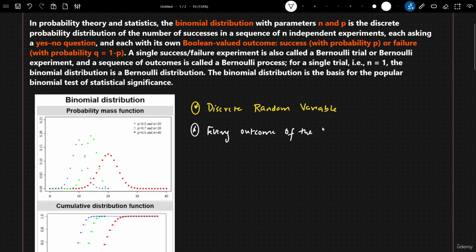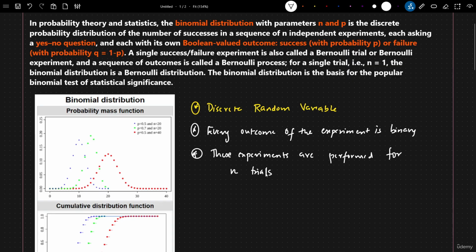of the experiment is binary. Next important point: these experiments are performed for n trials. As I said, n trials. Here we can see that we basically work on a sequence of n independent experiments. So that is the reason we are saying that these experiments are performed for n trials.